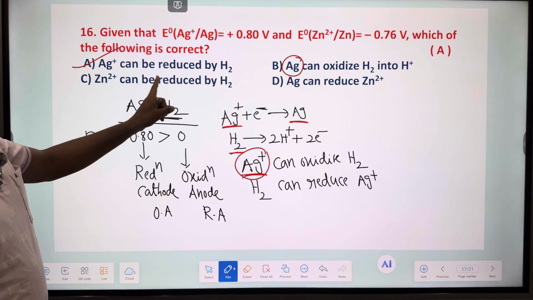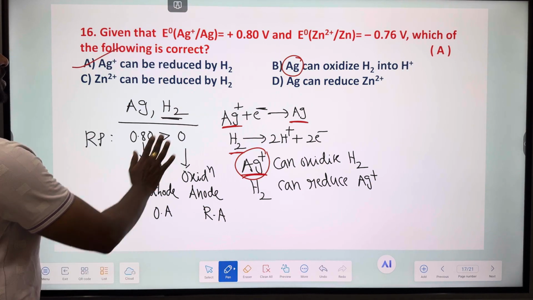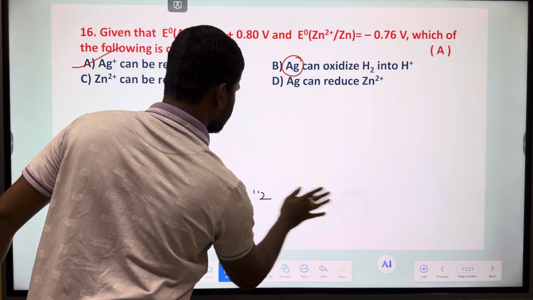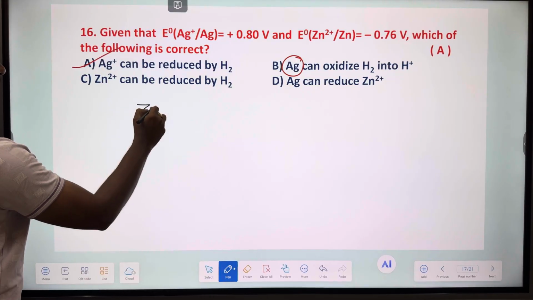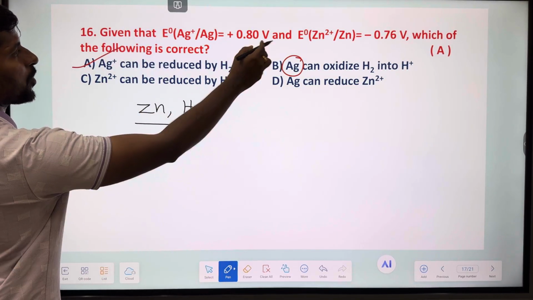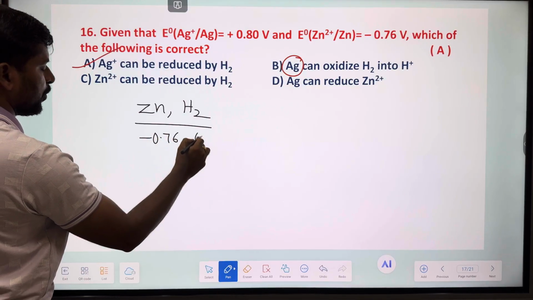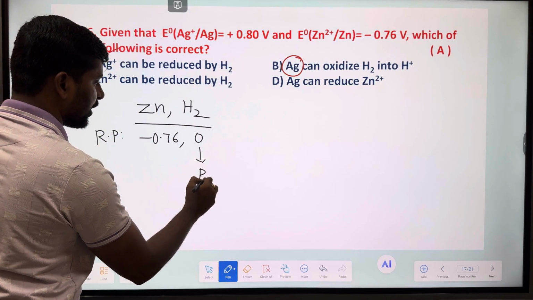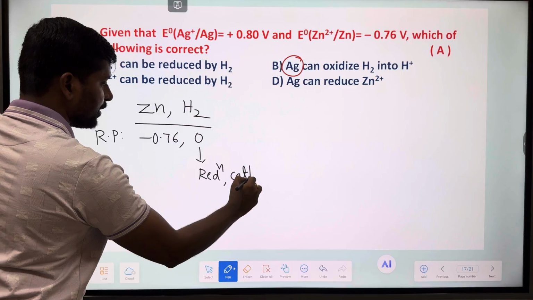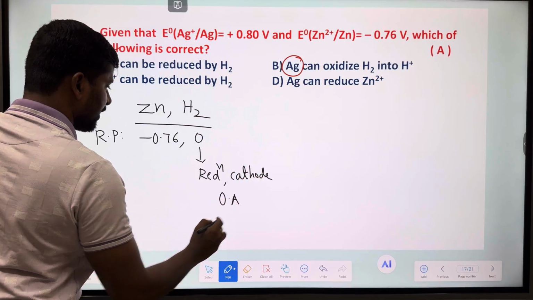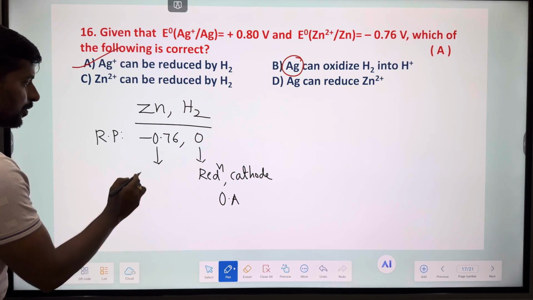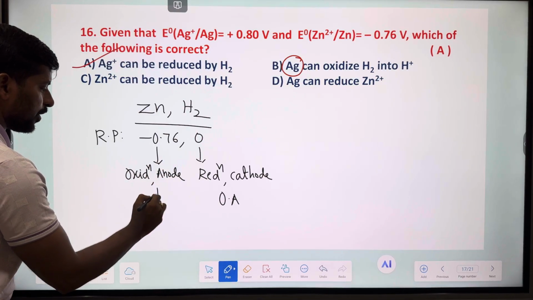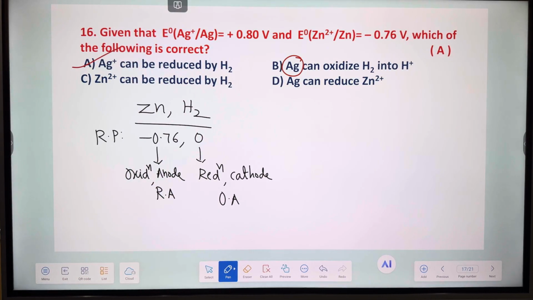Next, Zn2+ can be reduced by H2. Now we will check zinc and H2, as well as silver and zinc also. Zinc and H2: what is the standard reduction potential of zinc given? Minus 0.76, and 0 for hydrogen. So if you observe the reduction potentials, the hydrogen reduction potential is more. Hydrogen undergoes reduction, so it is the cathode. Reduction means it acts as an oxidizing agent. So zinc undergoes oxidation, so it acts as the anode. Itself participating in the oxidation means it acts as a reducing agent.